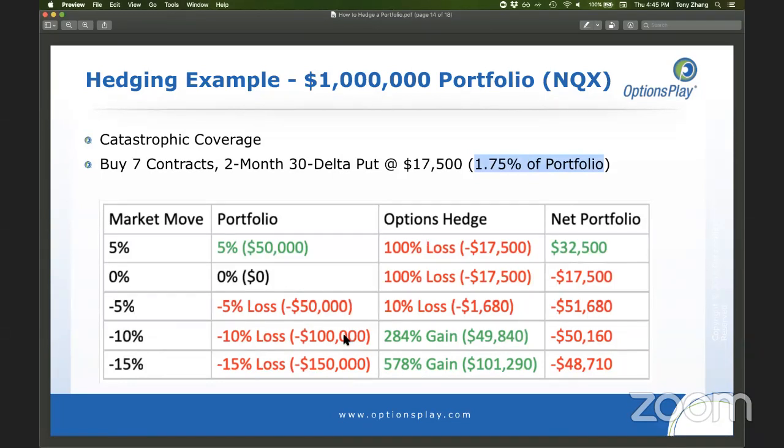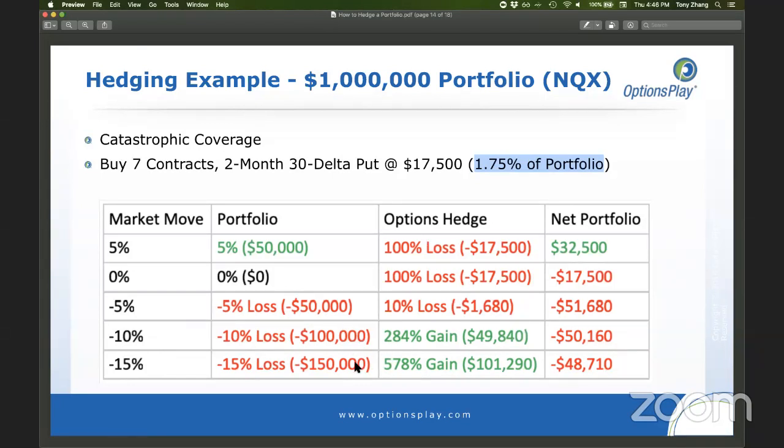And as you can see, only when the market starts to move significantly lower, 10%, 15% lower, does the hedge start to provide gains. So if the market does move 10% lower, that's when I have about a $50,000 gain on the put option that offsets the $100,000 loss that I have in the portfolio, which nets me about a $50,000 loss. And anything further will basically give me roughly the same amount.